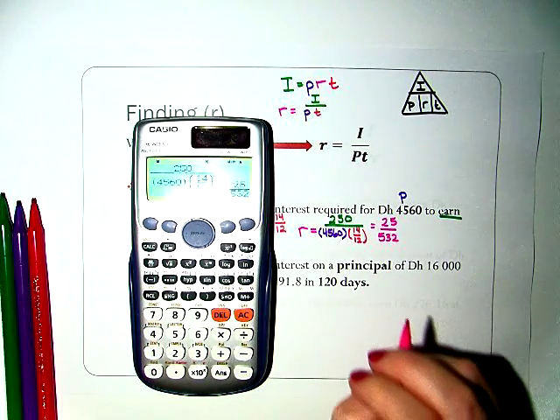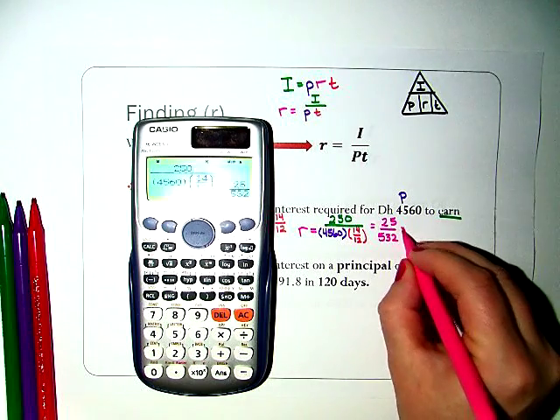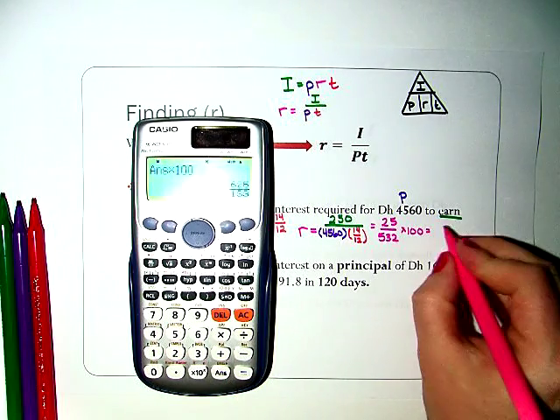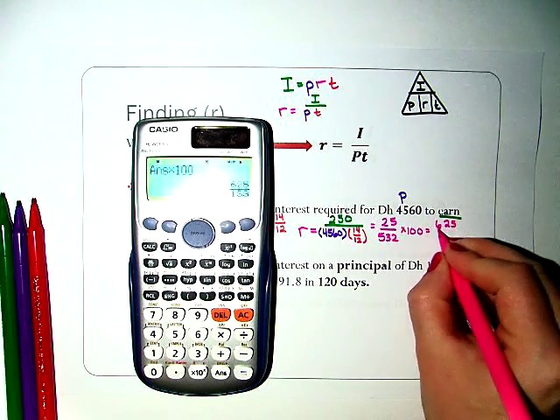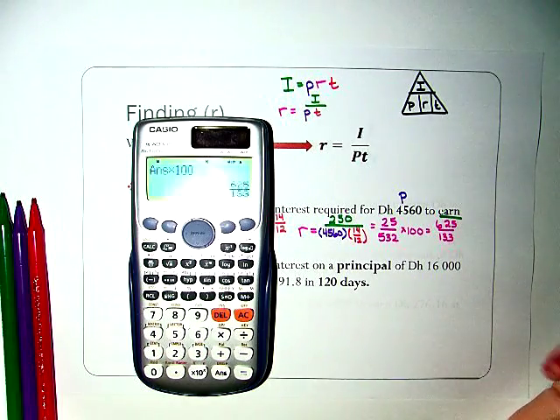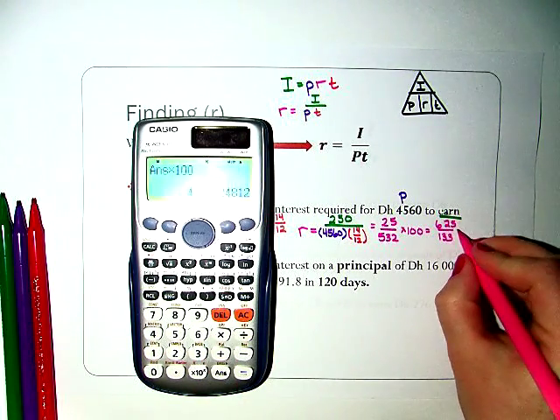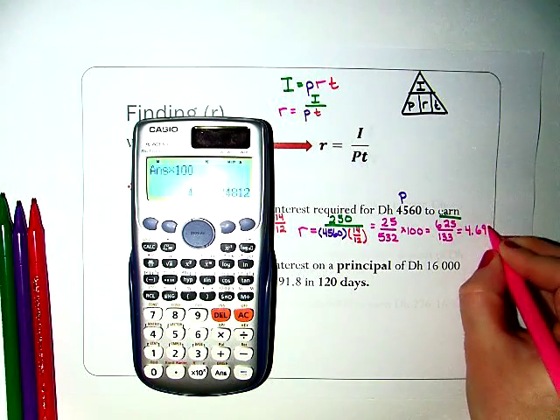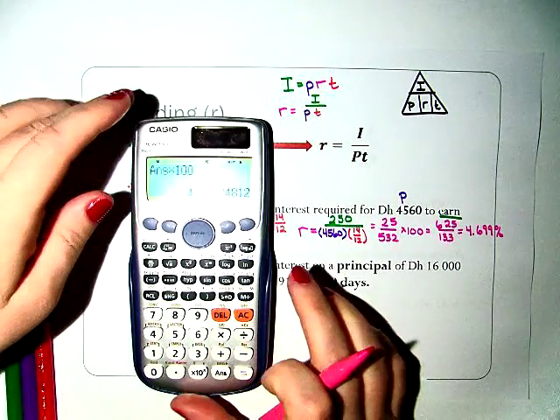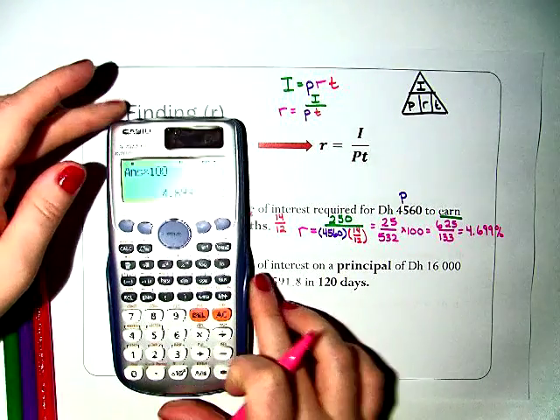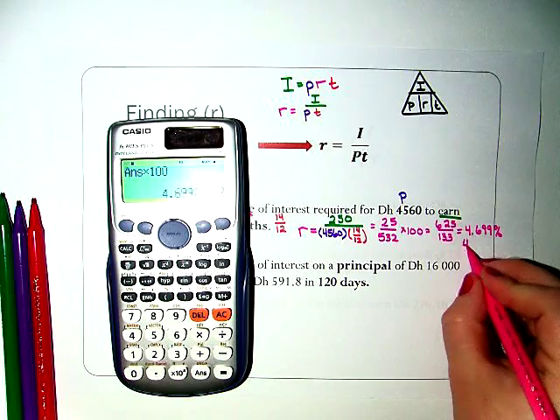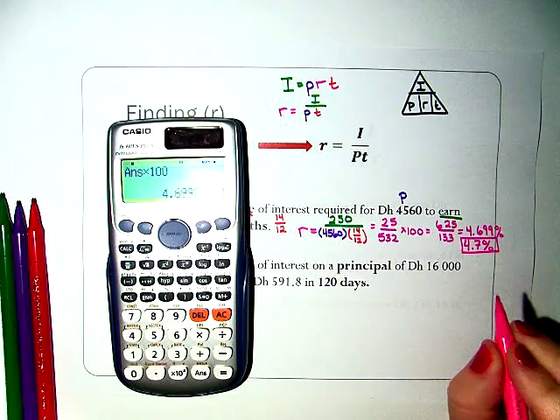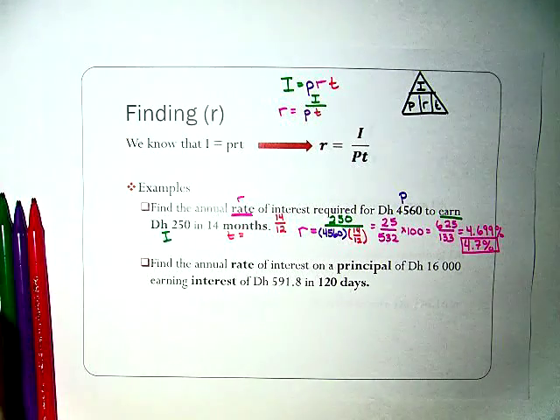But to make this into a percentage, we actually need to multiply by 100. So we're going to do that, times 100, and we get 625 over 133, which doesn't give me much. We have to hit the SD button, and we find that the percentage is 4.699%. So if we round this to the nearest, let's say, tenth, we would get 4.7%, and this would be our rate.